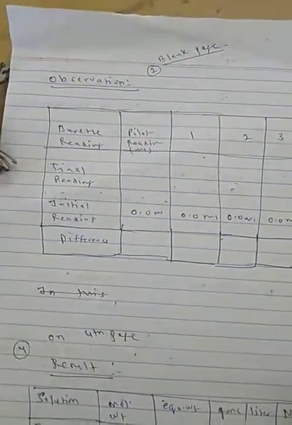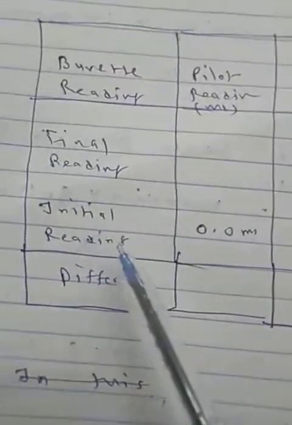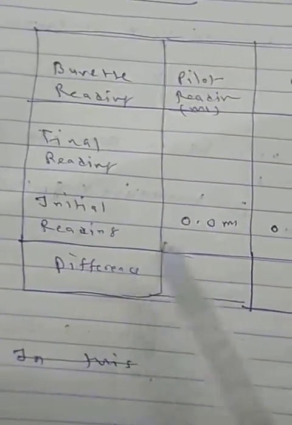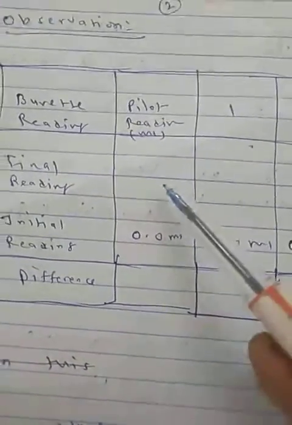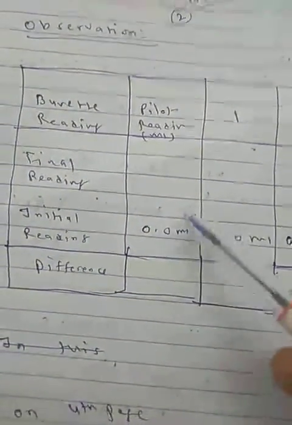Now come on to the blank side, this side. Second, you have to draw the observation table. Like the first experiment, draw a good table with the help of pencil and scale. Burette reading: final reading, initial reading, and then difference. Then the pilot reading, every time initial 0. No readings now; you have to write them when you come in the lab, take the reading, and write it with the help of a pencil.